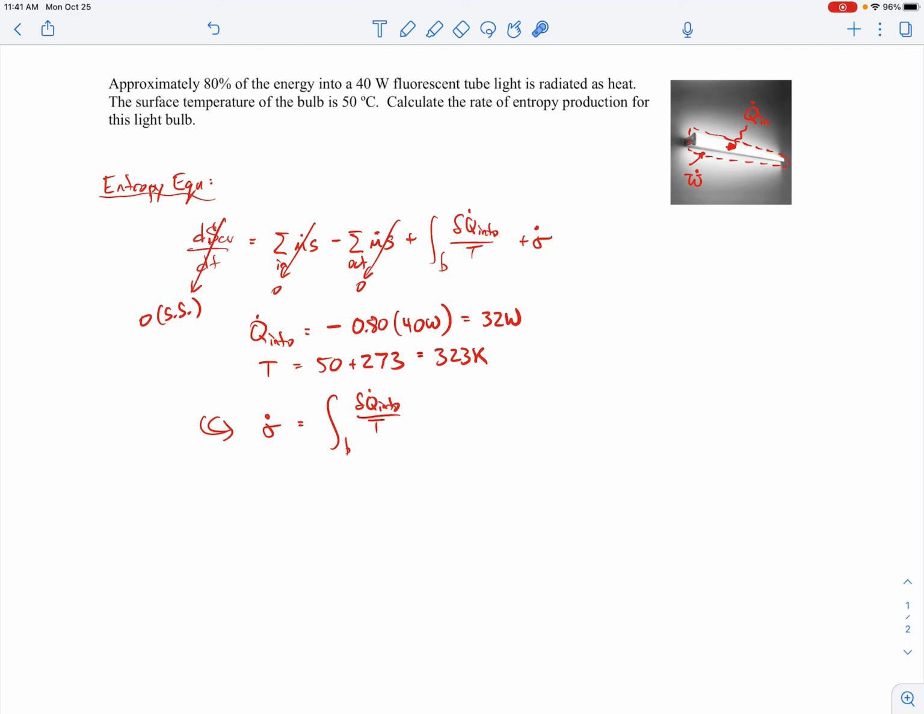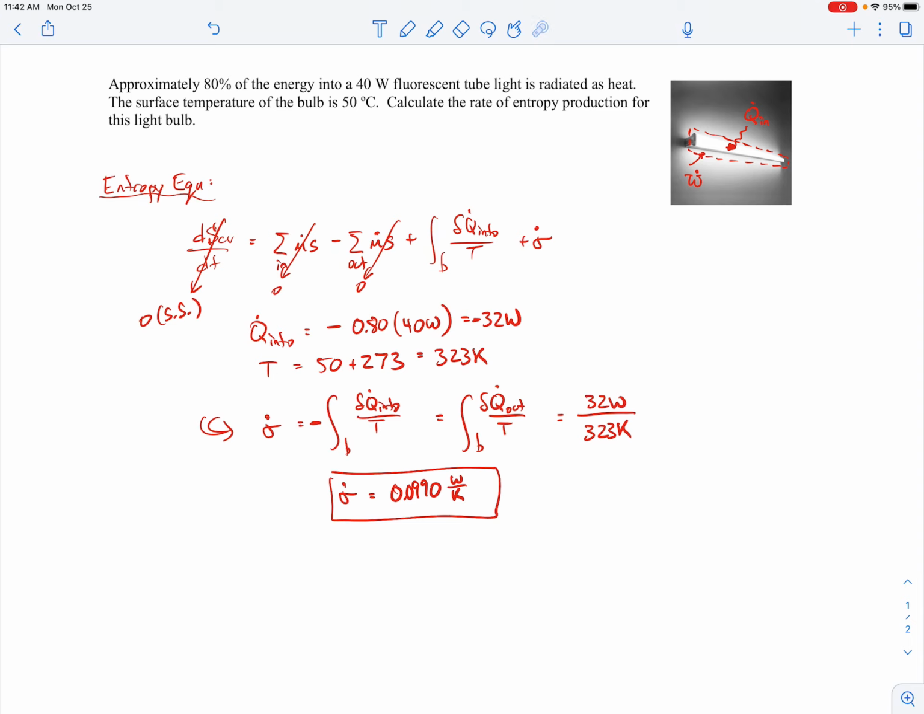Okay, so we can just go ahead and substitute in. There should be a negative sign here, because when I bring one of these to the left-hand side, it gives me a negative sign. So this just becomes Q dot out all over T, which will be 32 watts all over 323 Kelvin. When you plug those numbers in, you'll get the rate of entropy production is 0.0990 watts per Kelvin. So that's the rate of entropy production.